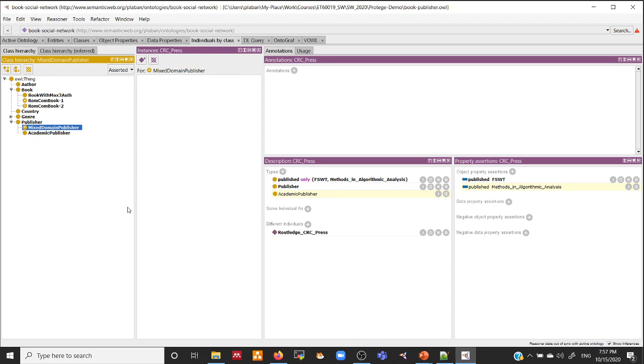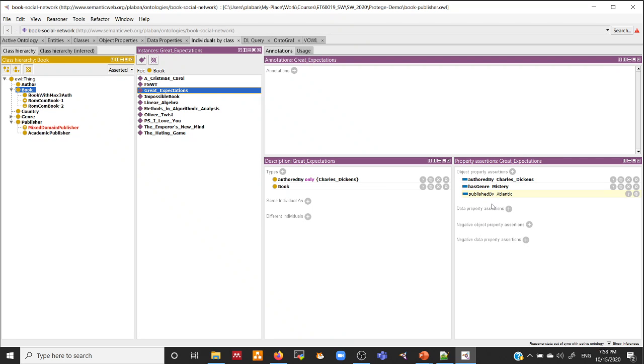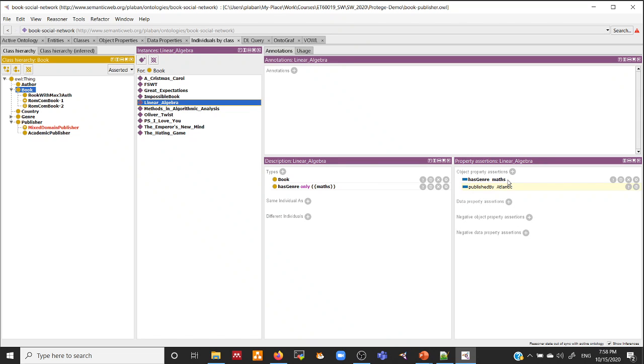what are the individuals that we have. So this should be publisher, of course. CRC Press has published FSWT and methods in algorithm analysis. Both of them belong to the academic domain that we have seen earlier. Now check Atlantic. Atlantic has published Great Expectations and Linear Algebra. Great Expectations belongs to the mystery genre, which is coming under fiction, right? And linear algebra belongs to the maths domain, which belongs to academic.